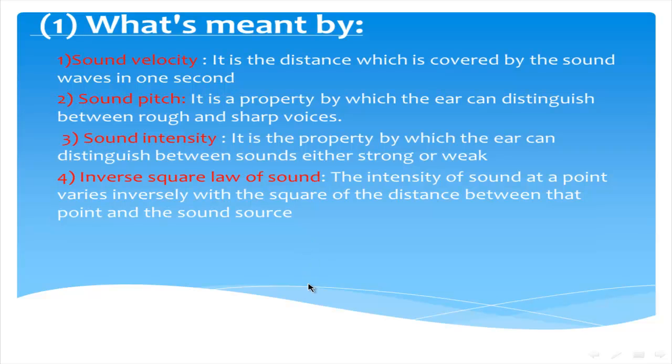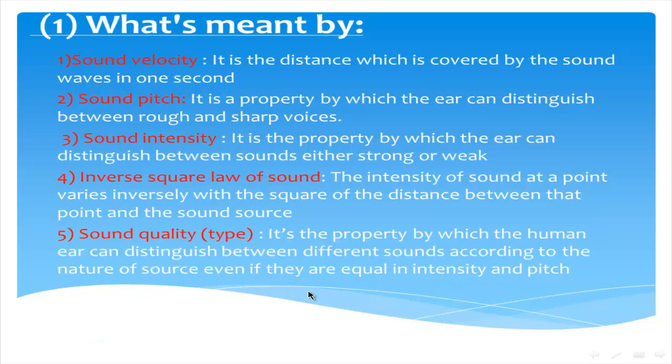Number 4, inverse square law of sounds. The inverse square law of sounds states that the intensity of sound at a point varies inversely with the square of the distance between that point and the sound source. It means that the intensity of sound is inversely proportional with the square of the distance.